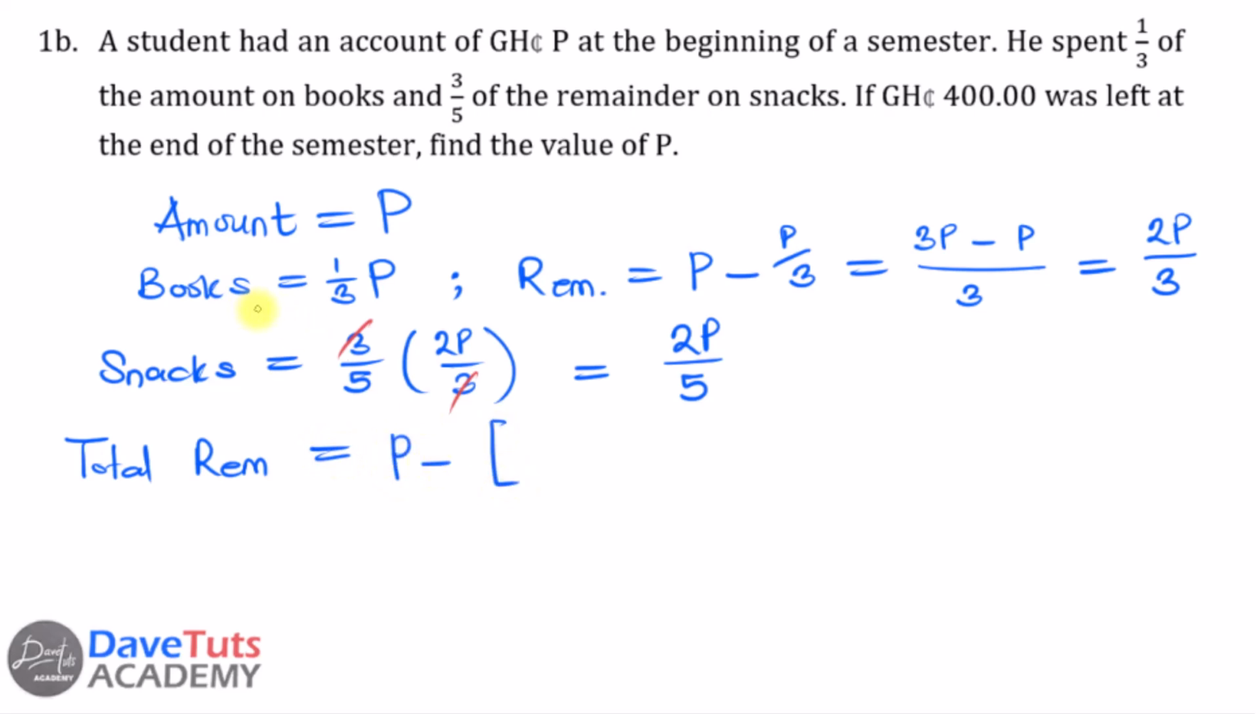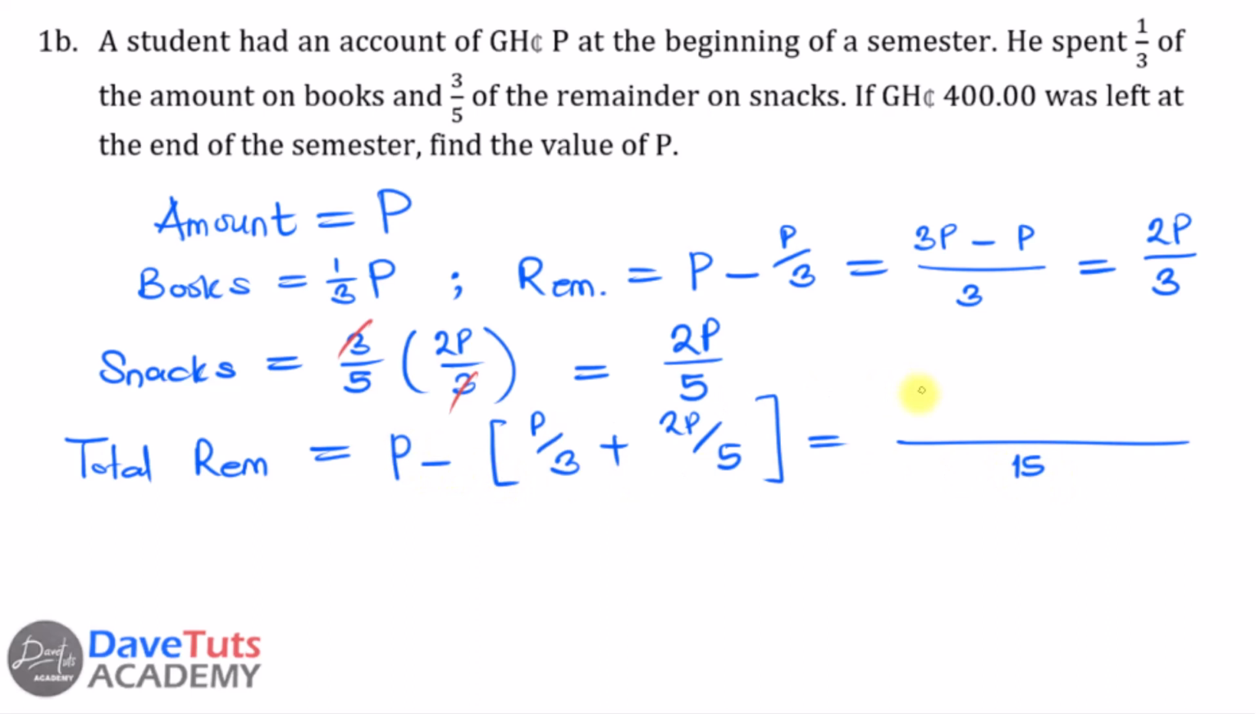minus first the amount he spent on books, that is p over 3, plus the amount he spent on snacks, that is 2p over 5. I hope this is clear enough. I hope this is simplified enough, because once we get this, then we know that we are good to go. Yeah, we can say we want to look at this holistically. Let's just say we are finding the LCM of 3 and 5, that will give us 15.